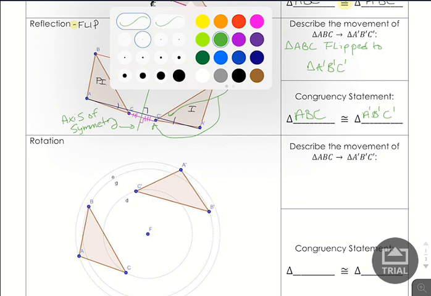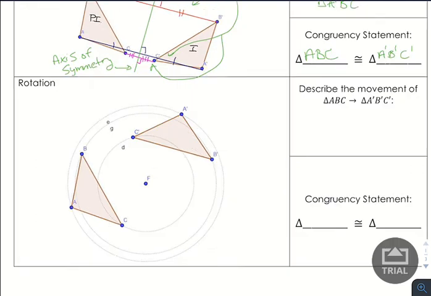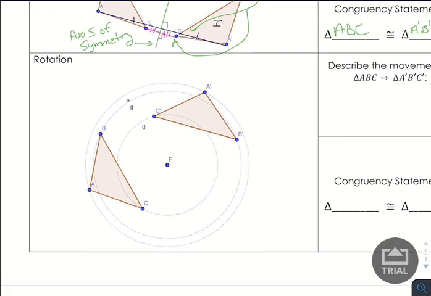Let's get to the rotation. And so I kind of pre-drew some of the movement lines here. Because we have a rotation, which is essentially turning or spinning, it implies we have to do this on a circle.